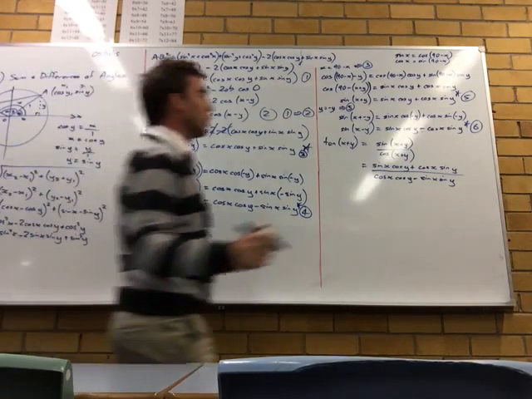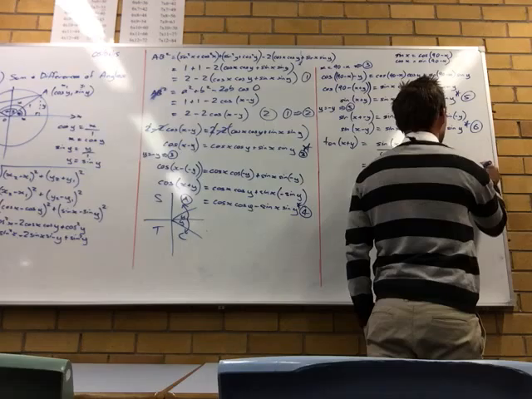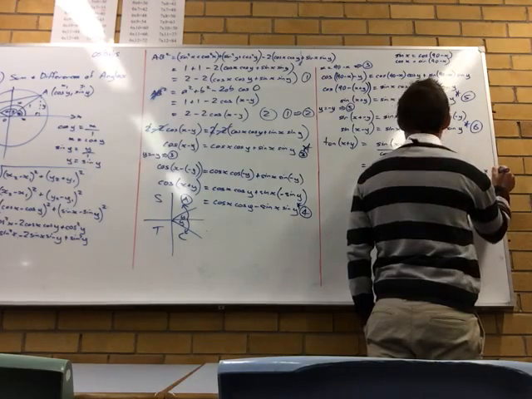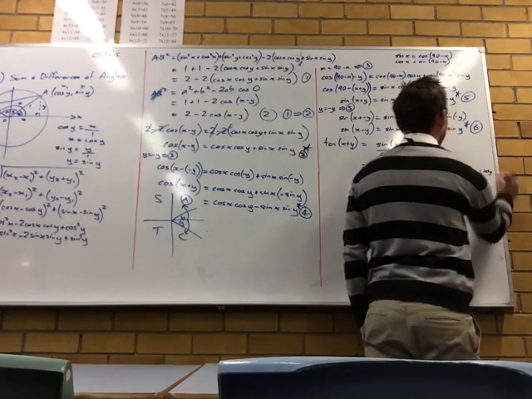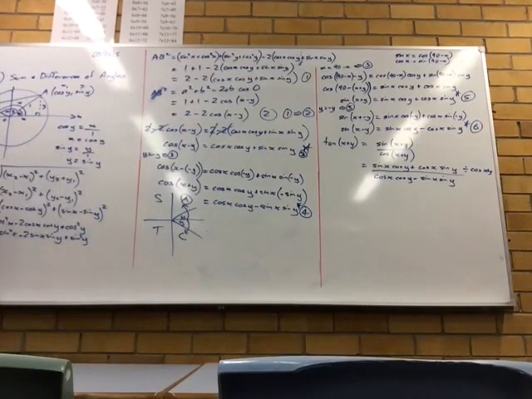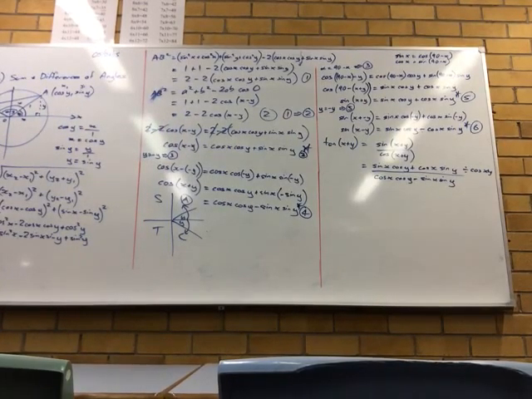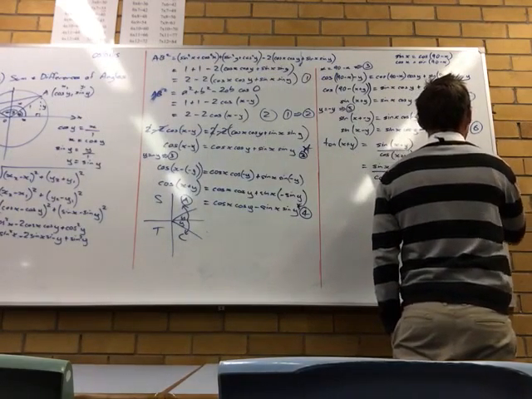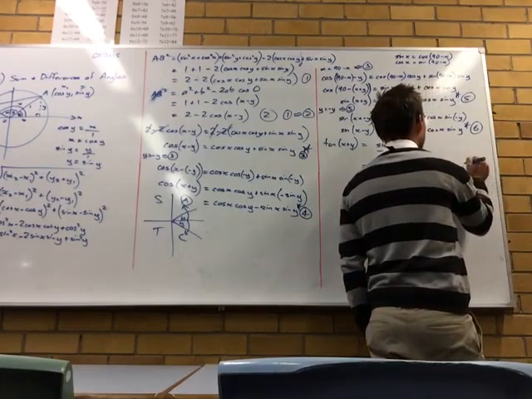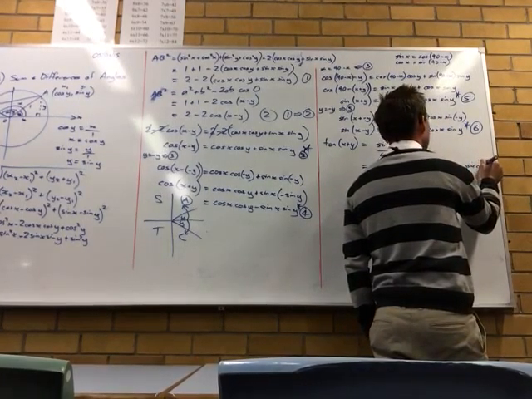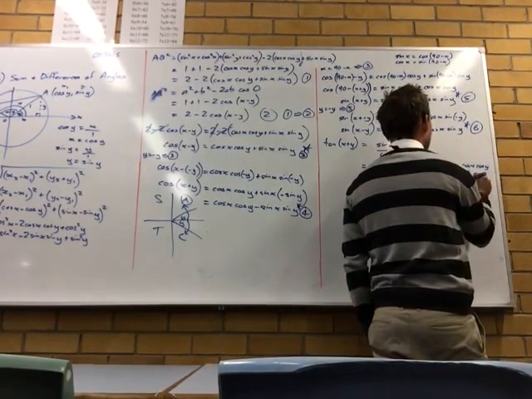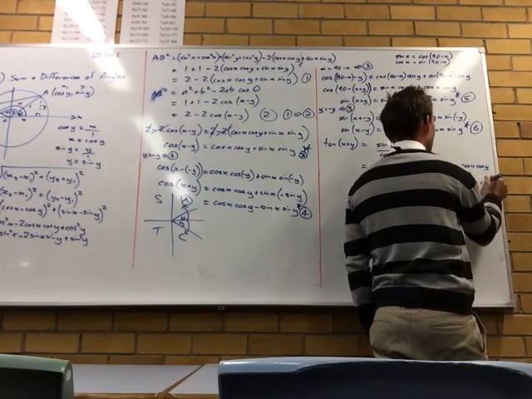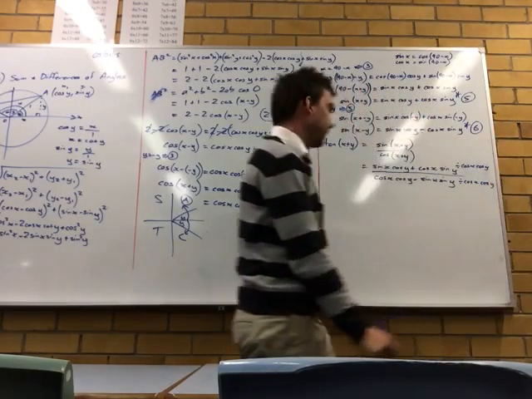Okay, now what I'm going to do is divide everything on top by cos x cos y. So everything on the top is going to be divided by cos x cos y, and same on the bottom, cos x cos y.